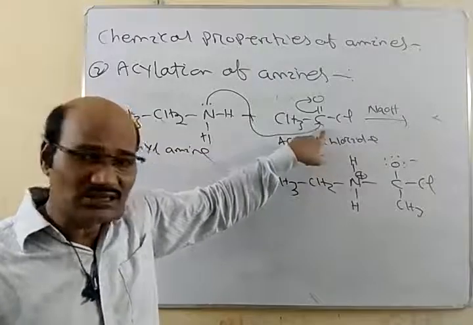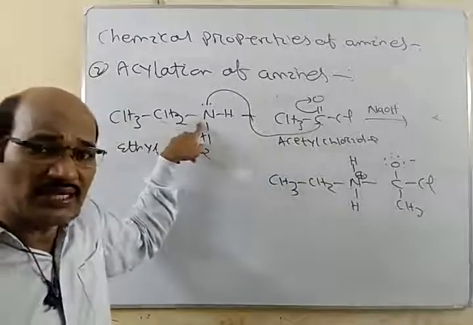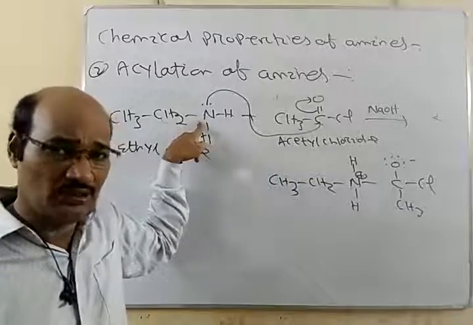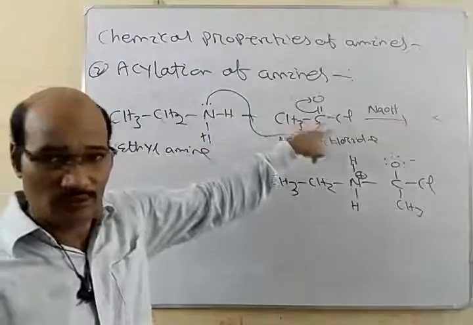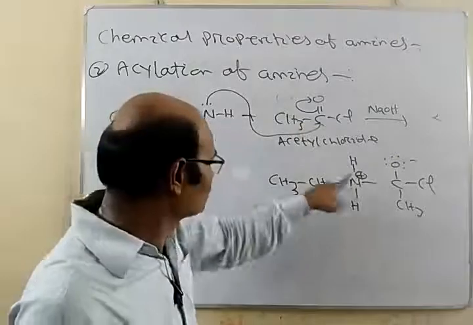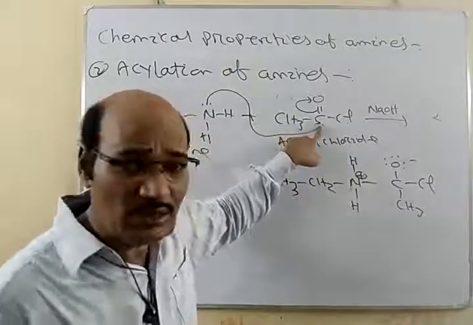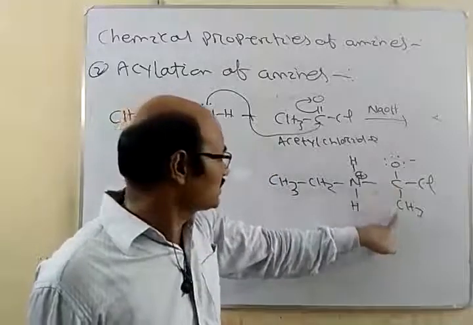Now this carbon plus is electron deficient. So the nitrogen atom, having the extra electron pair, acts as a nucleophile, and this will attack this carbon. We will get this one: CH3CH2N H2 plus, this plus carbon will come to this nitrogen atom. So N plus, then C, CH3, Cl.